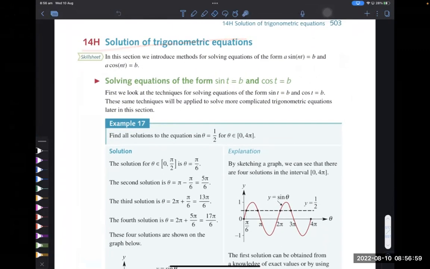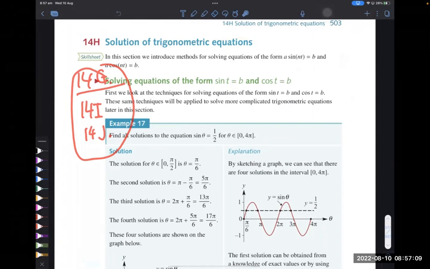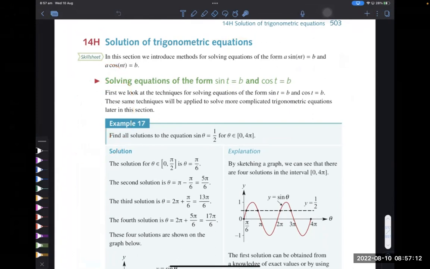We're going to cover 14H today. We're going to park 14G, which is about sketching graphs, and we're going to do 14G and I and J as a group because that focuses on graphs. We'll focus on solving for trigonometric equations first, so that you actually have a good idea of how to find the x-intercepts when it comes to sketching graphs, okay?